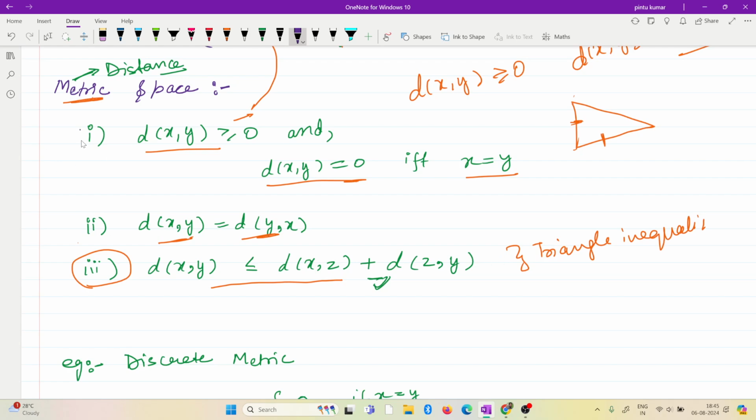So what are distances? A distance is a function which takes in 2 points and maps them to a real number. And if it satisfies these two properties, then you can call it a metric or a valid distance.